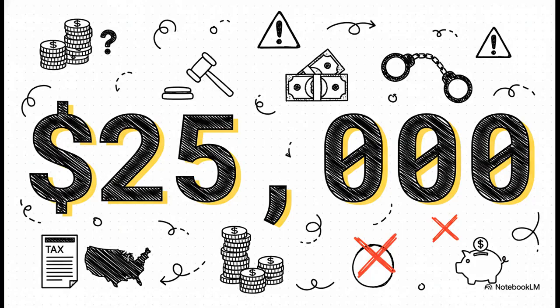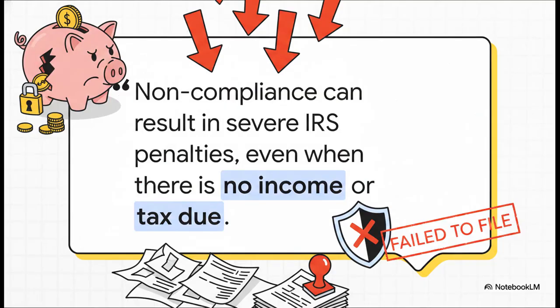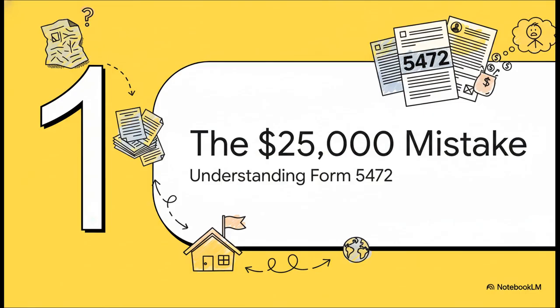I want to start with just this one number, $25,000. Honestly, this is the biggest reason you need to pay super close attention for the next few minutes. And no, that's not your revenue. It's not a tax bill. It's a potential penalty. And that is the part that gets everybody. This is not a tax on your profits. It is a massive, and I mean massive, penalty the IRS can hit you with for not filing a single piece of paper correctly. So even if your LLC made zero money, literally nothing, you could still be on the hook for this.